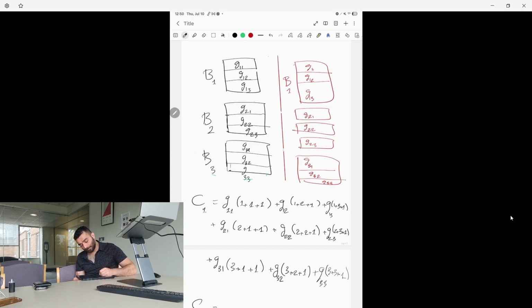And C2 will be, so the first one will be G11. We are opening B1, right? And we're assuming this nested structure.